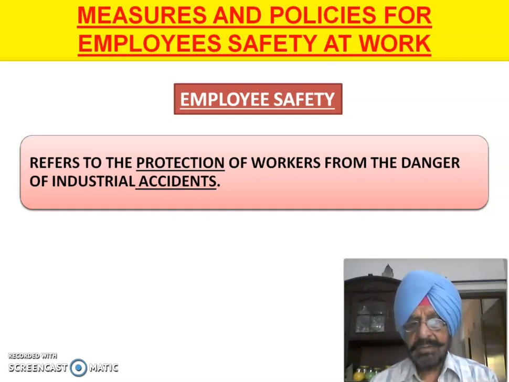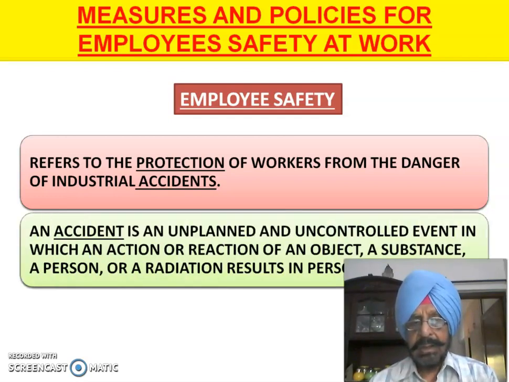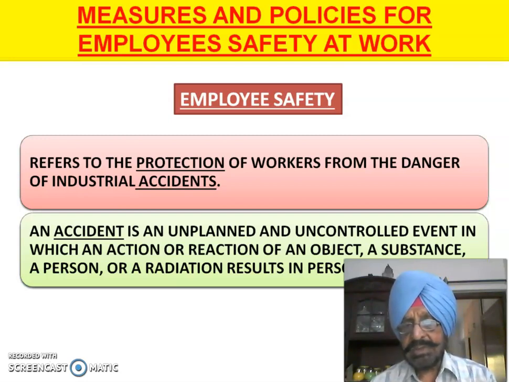Now let us see what is meant by an accident. An accident is an unplanned and uncontrolled event in which an action or reaction of an object, a substance, a person, or a radiation results in personal injury. So primarily accidents are never planned, they are all unplanned.